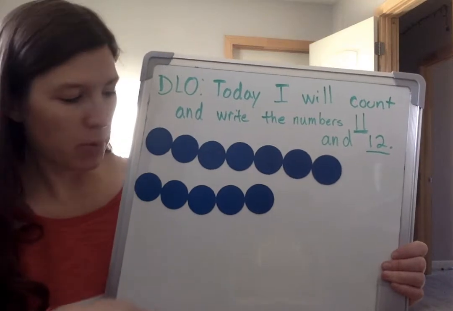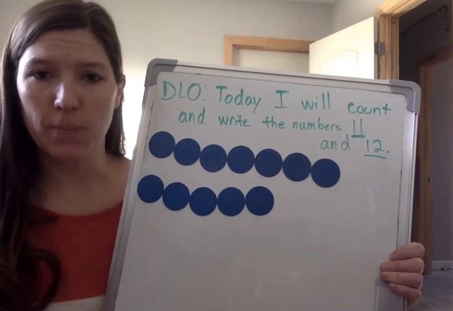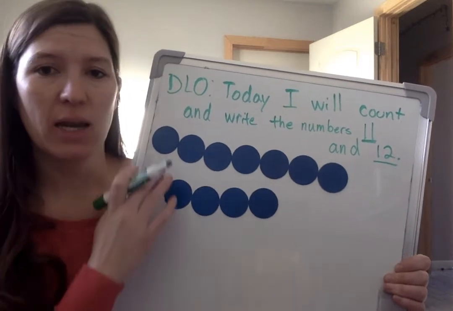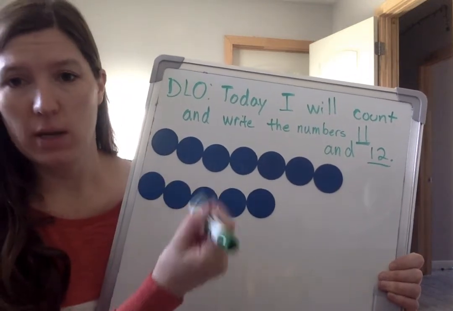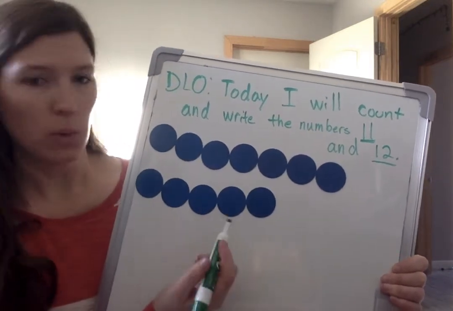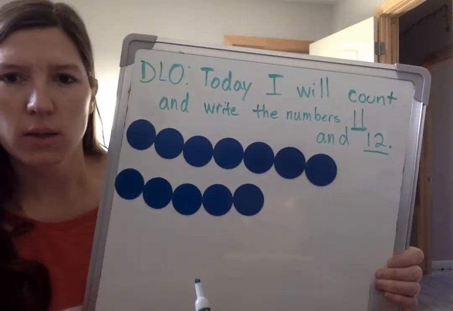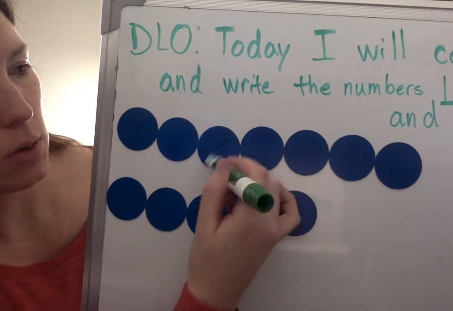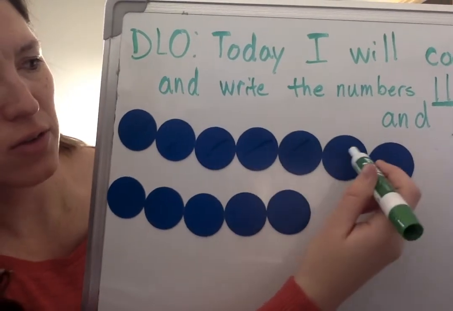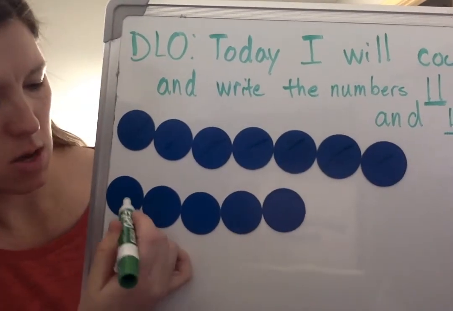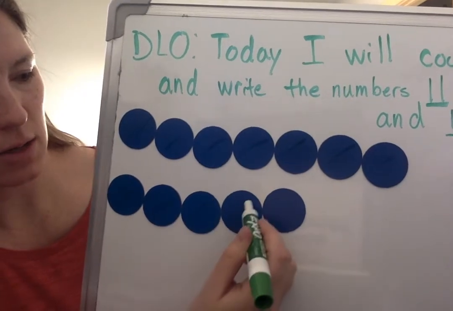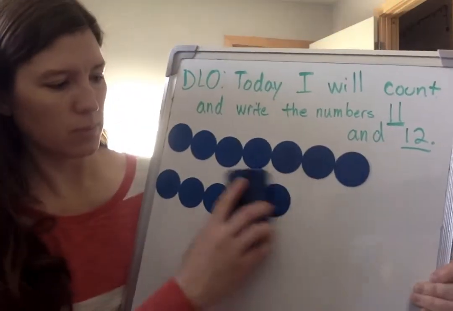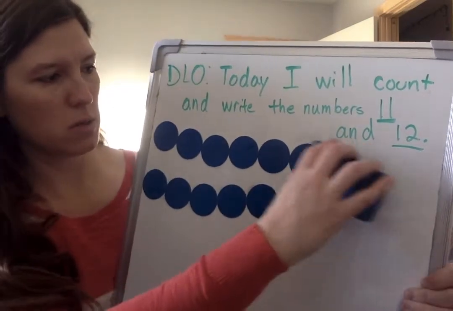On your paper, we can't touch and move them, so we can cross out. I like that strategy because then I know which ones I've already counted. So count with me. 1, can you see that a little bit better? I'll zoom in. 1, 2, 3, 4, 5, 6, 7, 8, 9, 10, 11, 12. That's a strategy. I'm going to erase those now.